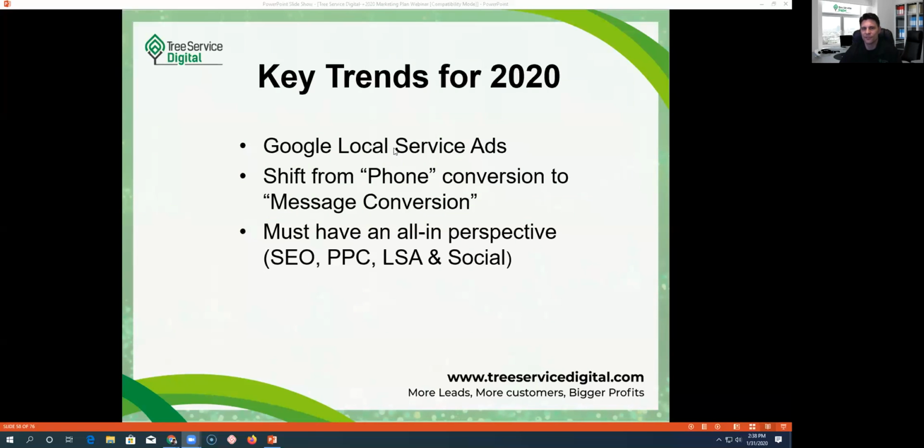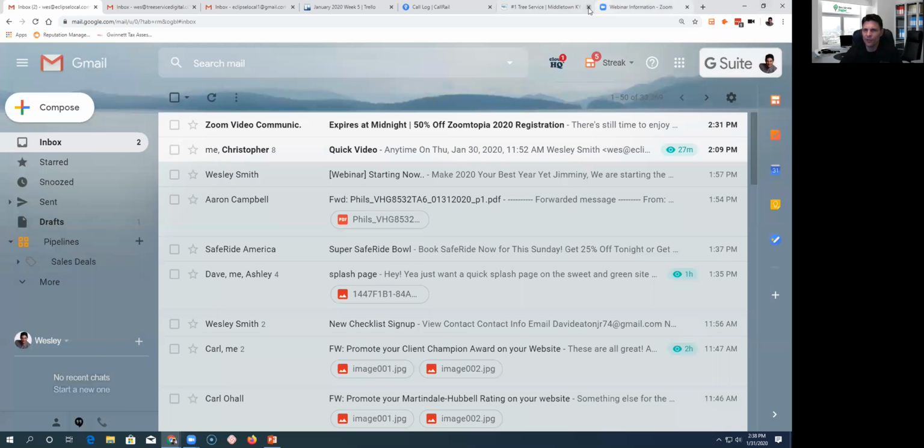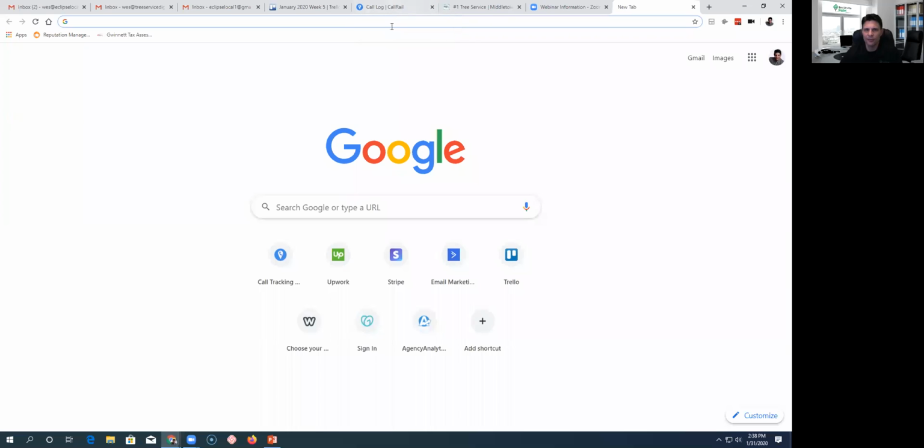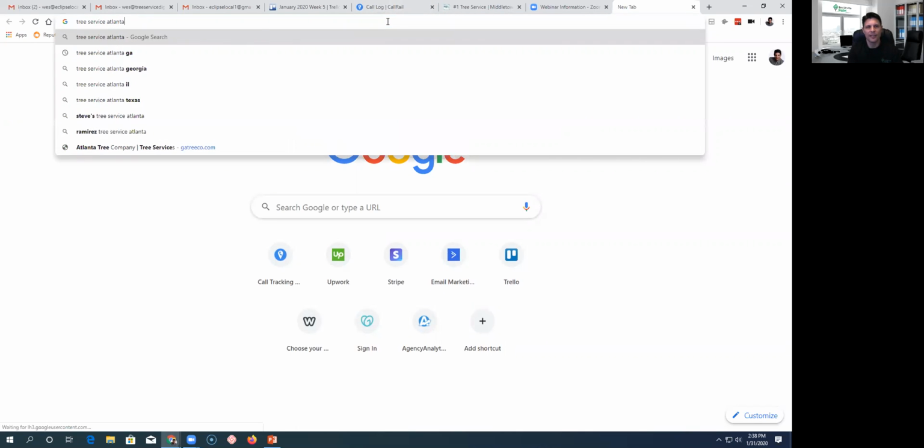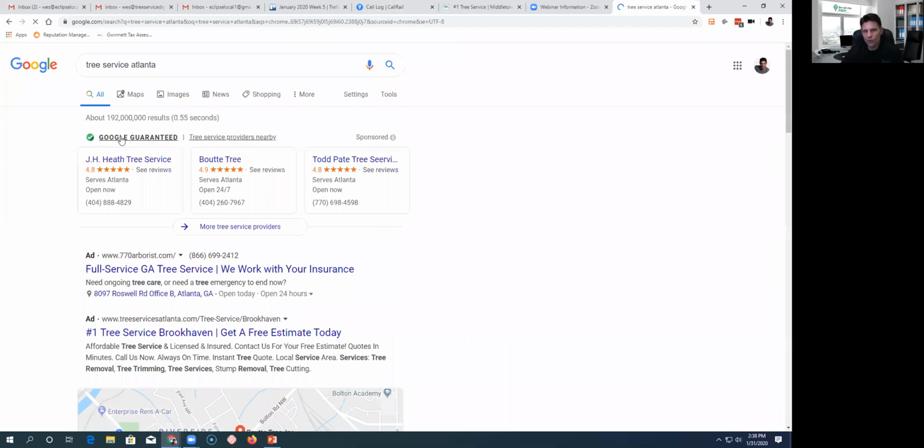So, the Google local service ads. I don't know if you've seen the Google local service ads, but let's say we do a search for tree service Atlanta. You see these Google guaranteed ads right here at the top. These ads at the very, very top are what's called Google guaranteed. It takes about 2 to 3 months to get vetted and processed with Google, but this is a trend, and it's been up for a couple of years now in certain markets. And it's really only in some of the larger cities. It's not in every market.